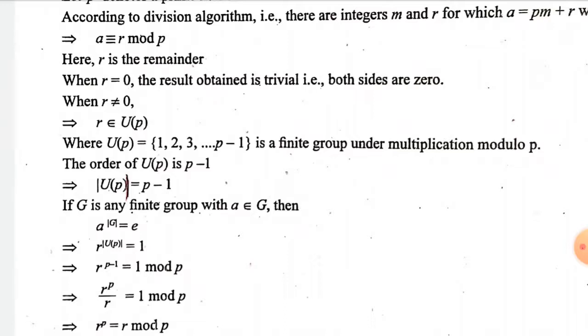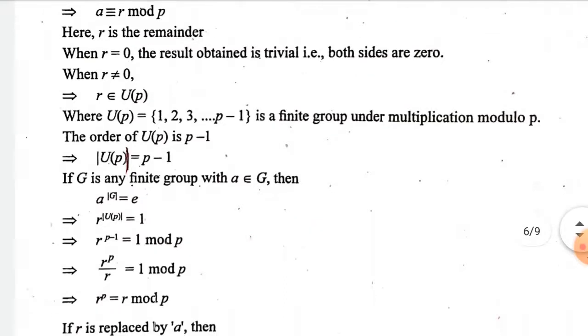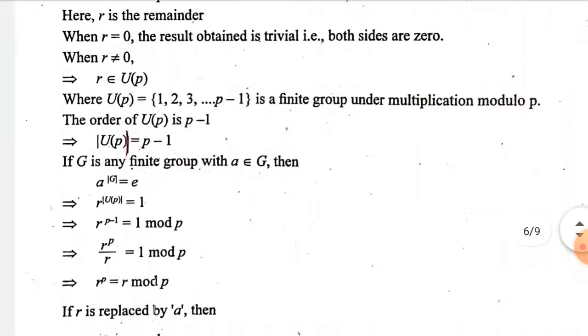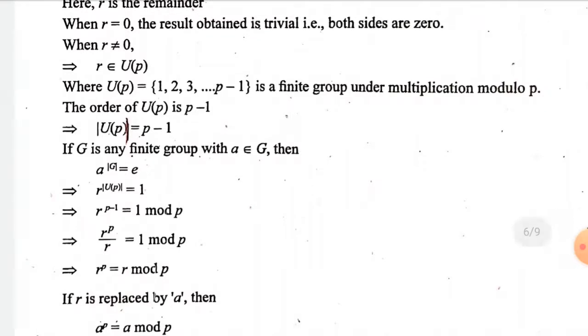Since G is a finite group with a belonging to G, from a known theorem we have: if G is a finite group and some element a belongs to G, then a to the power order of G equals e. Here G is nothing but U of p, a finite group. Replace G with U of p. The order of U of p is p minus 1.